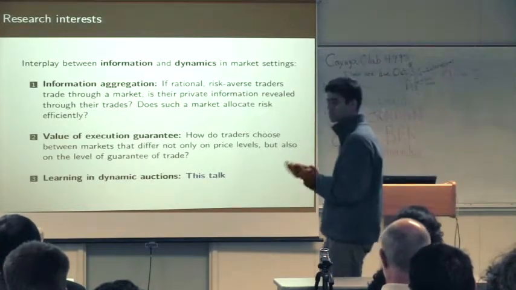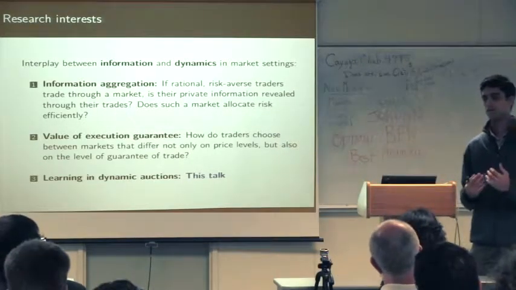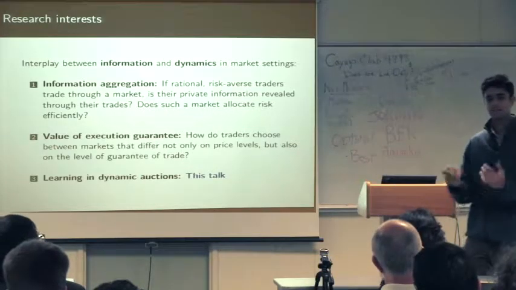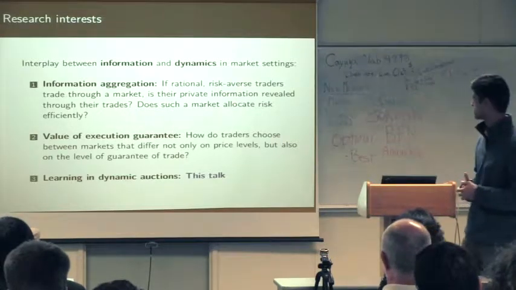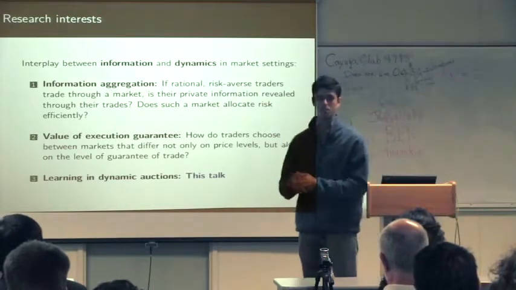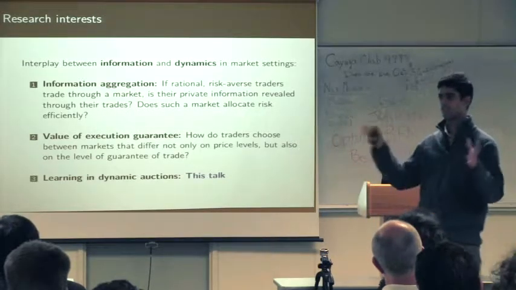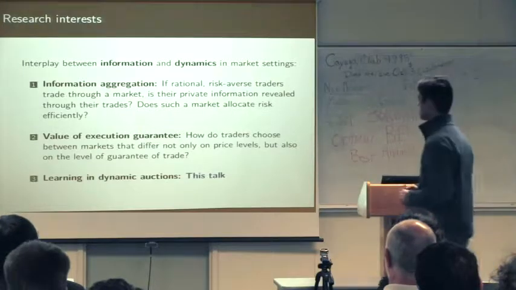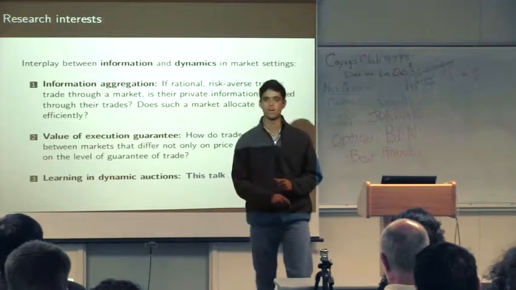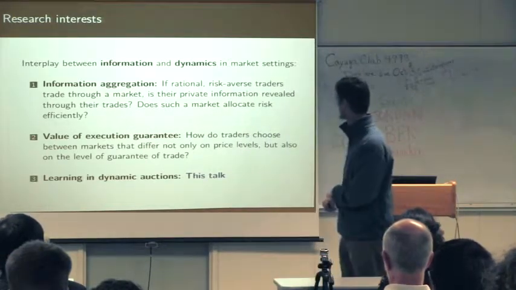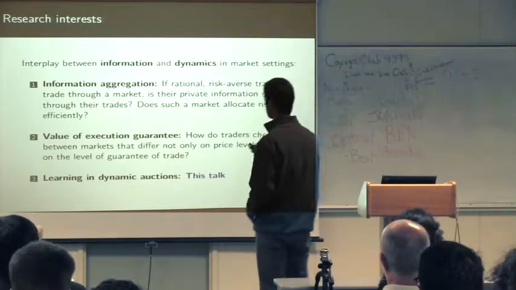So there is some execution uncertainty, and you want to ask, if traders are informed about the price movement and have some private information, how do they make this trade-off between the two options? And in particular, how does the presence of an uncertain option affect the welfare of the whole market? Anyway, coming back to this talk, today I'll be talking about dynamic auctions, in particular learning in dynamic auctions. The motivation for this talk is mainly the sponsored search market. Let me give a brief overview of the market.